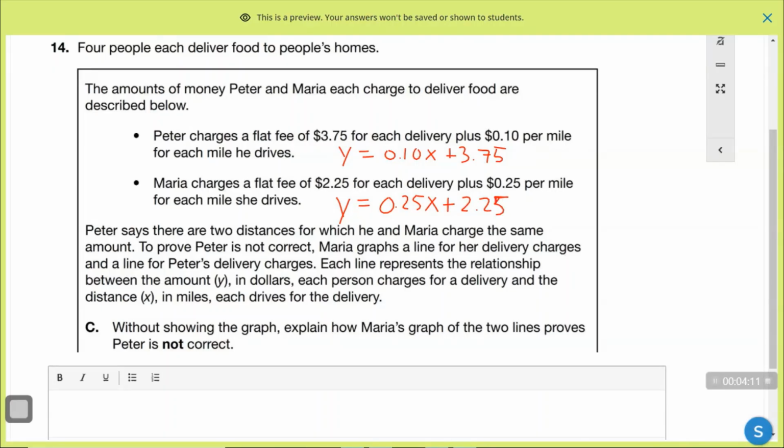All right. Peter says that there are two distances for which he and Maria charge the same amount. To prove Peter is not correct, Maria graphs a line for her delivery charges and a line for Peter's delivery charges. Each line represents the relationship between the amount y in dollars each person charges for delivery and the distance x in miles each drives for the delivery. Without showing the graph, explain how Maria's graphs of the two lines proves Peter is not correct.